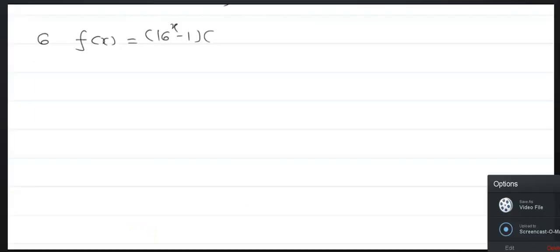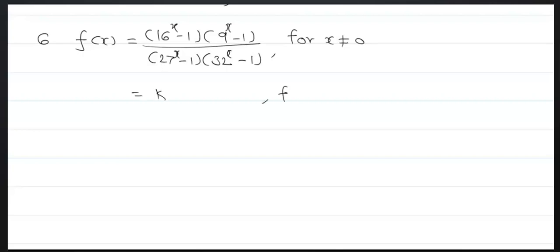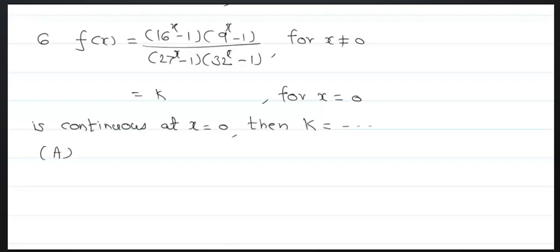Question number 6. f of x equals 16 raised to x minus 1 into 9 raised to x minus 1 upon 27 raised to x minus 1 into 32 raised to x minus 1 for x not equal to 0, and equals k for x equals 0. If f is continuous at x equals 0, then find the value of k. These are the options.